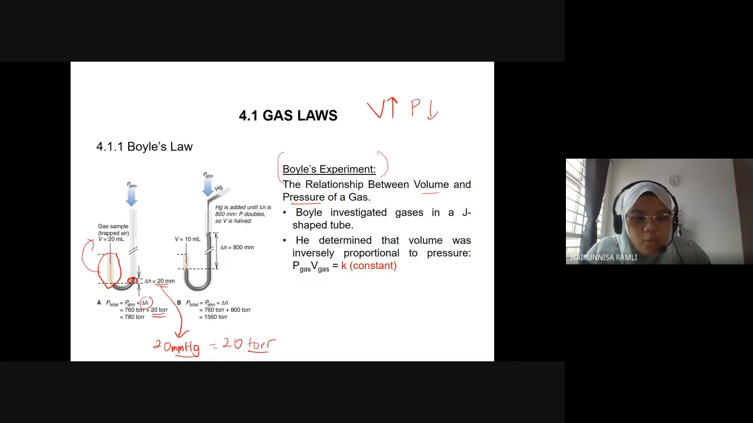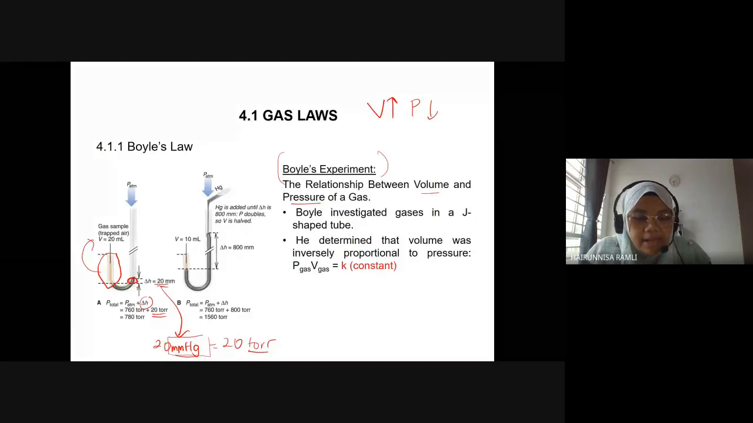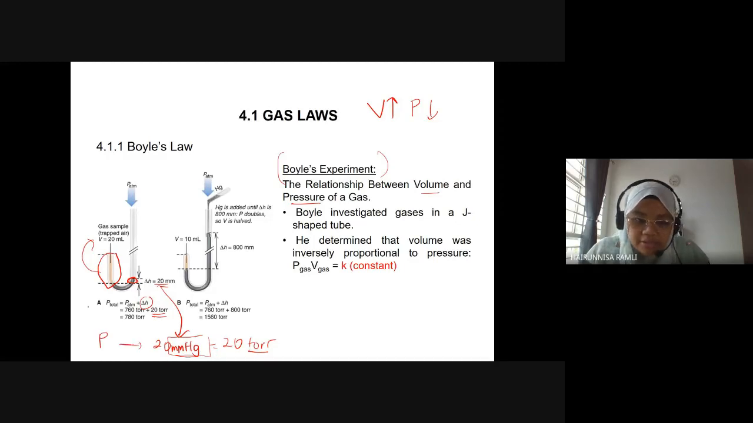Saya lupa nak check torr ni, tak ingat nama orang ke apa, tapi dia nama orang yang buat eksperimen ni lah, if I'm not mistaken, nanti you boleh check. Tapi milimeter mercury ni is because of this one lah. Dia dapat daripada height of the mercury. So that's why dia kata milimeter mercury. Tapi sebenarnya ni unit untuk pressure. Kan? Okay.